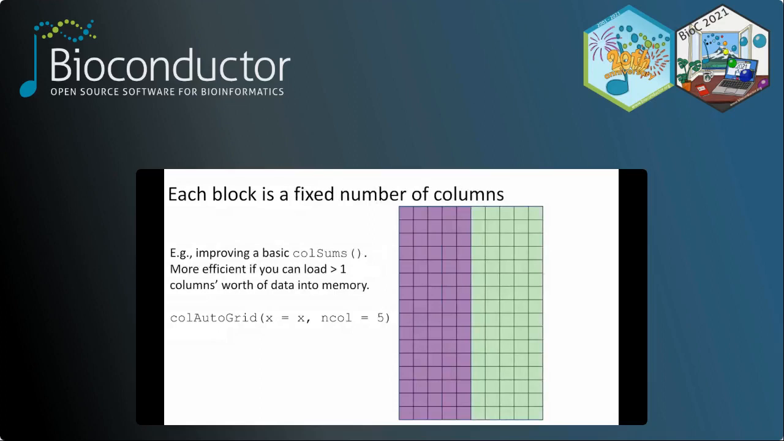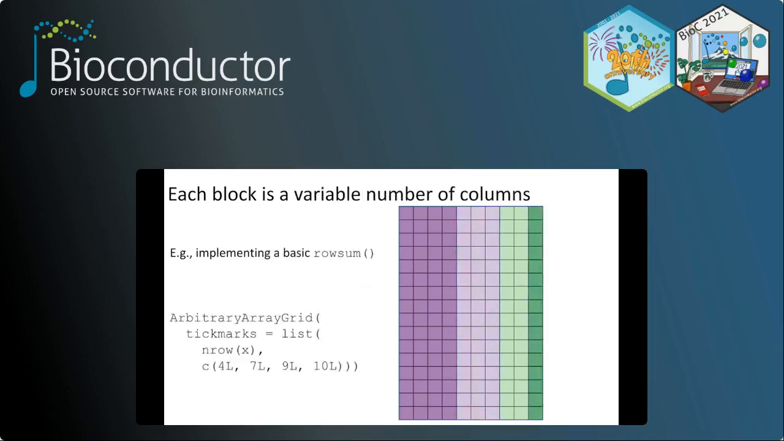More sophisticated block processing strategies might load multiple columns of data into memory. For example, if we want to compute the colSums, it may be more efficient to load multiple columns of data into memory and compute on those all at once, rather than constantly reading data from disk. We might also have an algorithm such as rowSums that requires a variable number of columns.